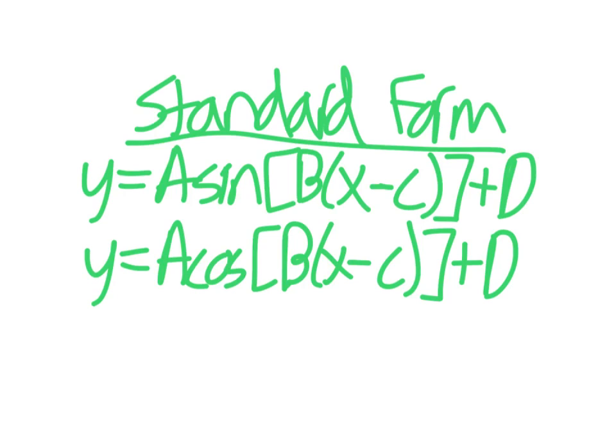When we're dealing with transformations, we like to deal with them in standard form, which is the two equations below: y equals a times sine of b times (x minus c), all plus d, and y equals a times cosine of b of (x minus c) plus d. Through this video, you'll see how all four variables a, b, c, and d affect the parent graphs of y equals sine of x and y equals cosine of x.